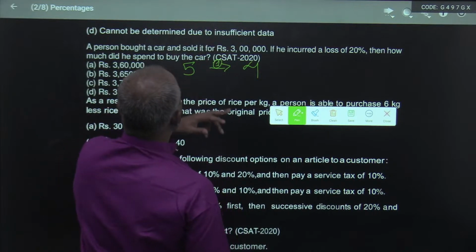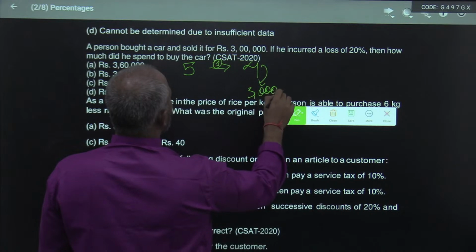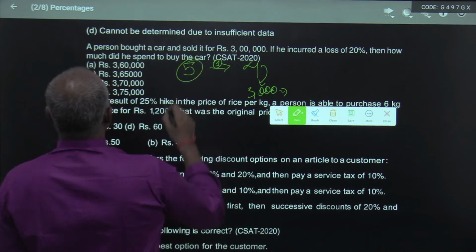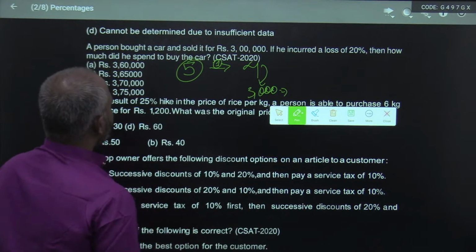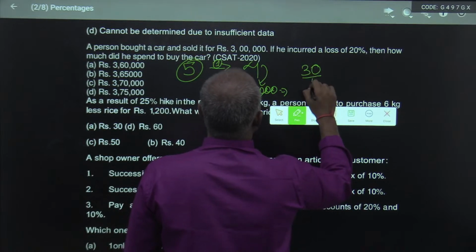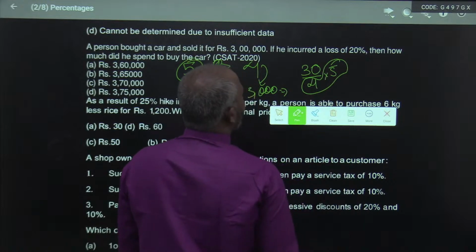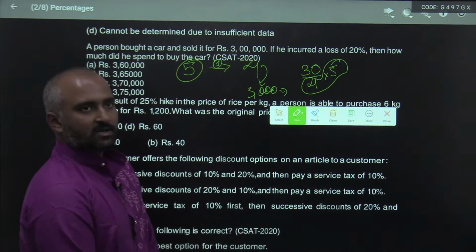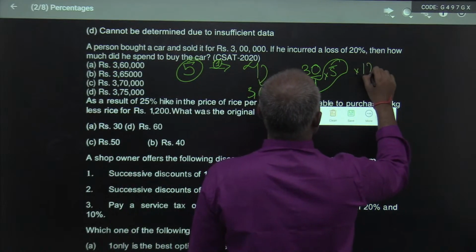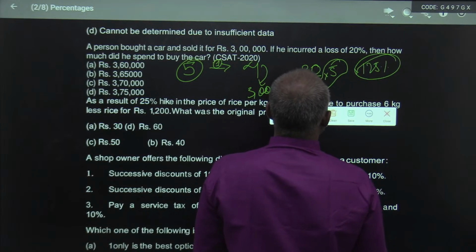A person bought a car and sold it for 3 lakhs. If this 4 units is 3 lakh, I need to find out what is 5. So it is nothing but 30 by 4 into 5. What is 4 by 5? What is 4 by 5? It is 125%, right?